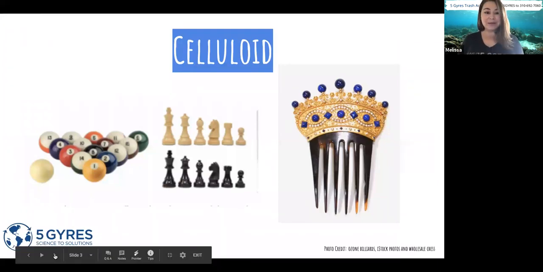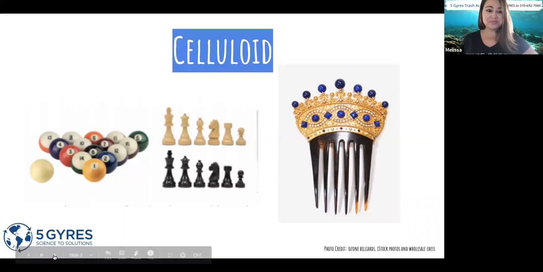Back then, these game pieces were actually made of ivory. Ivory comes from an elephant's tusk and is very expensive and can lead to animal cruelty. The image on the right is a tortoiseshell comb made from the shell of tortoises and turtles. Hard to believe that early types of plastic might have actually helped certain animals, including sea turtles.